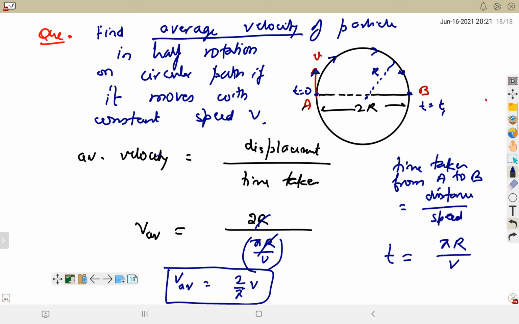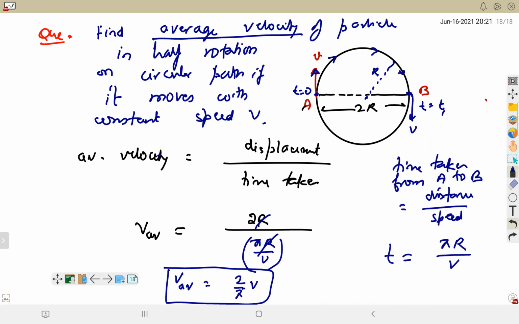Clear? In half rotation, the displacement is equal to diameter, but the time taken is that to cover half of the total journey. So half of the total journey will be pi r divided by speed, pi r by v. Right?